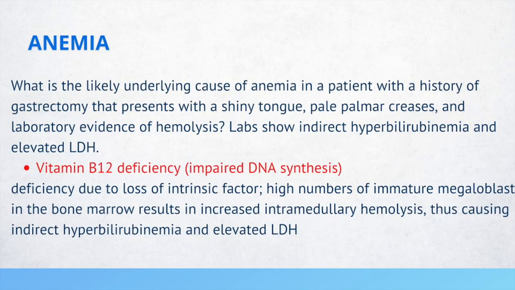What is the likely underlying cause of anemia in a patient with a history of gastrectomy that presents with a shiny tongue, pale palmar creases, and laboratory evidence of hemolysis? Labs show indirect hyperbilirubinemia and elevated LDH. Vitamin B12 deficiency. These patients experience this deficiency due to loss of intrinsic factor. High numbers of immature megaloblasts in the bone marrow results in increased intramedullary hemolysis, thus causing indirect hyperbilirubinemia and elevated LDH.